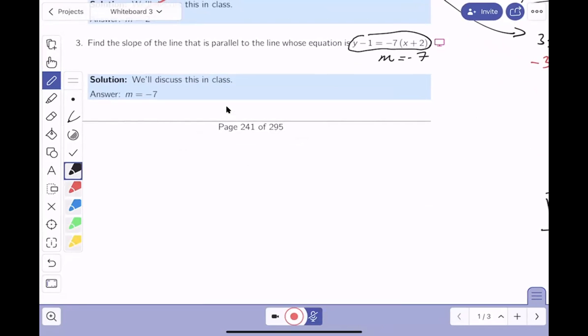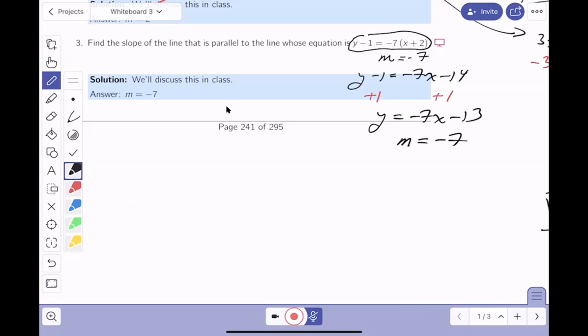What you could do is solve for y again. Let me write that down for you. Y minus 1 equals minus 7x minus 14. What I do now, I would add 1 to both sides. And what do you get? You get y equals minus 7x minus 13. What's the slope of this line? Minus 7. Again, it's not going to change.